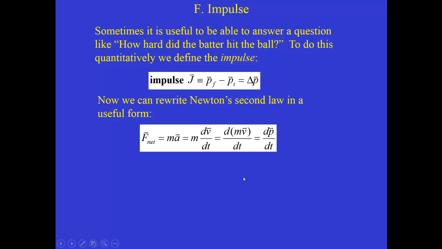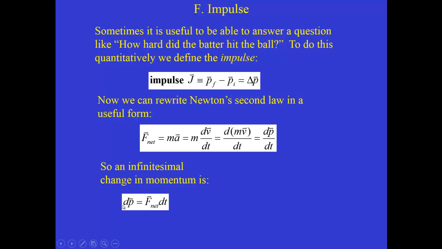So what this allows us to do is now write an expression for the small change in momentum associated with a net force acting on an object over a small amount of time. So I'm solving this equation for dp to get an expression for this tiny change in momentum when a net force acts on an object over an infinitesimal amount of time. And of course the reason I do this is because I would like to now sum up the influence of this force over a finite amount of time in order to get the total change in momentum.